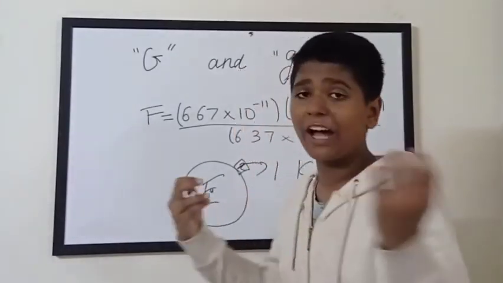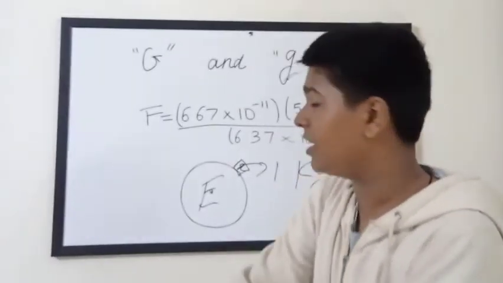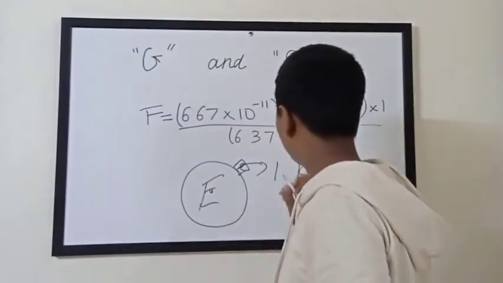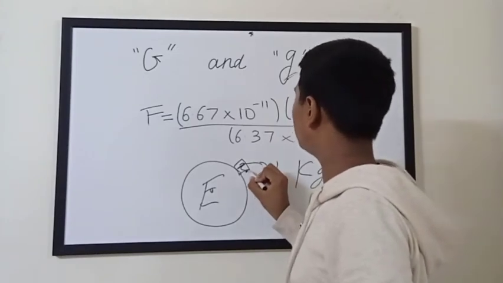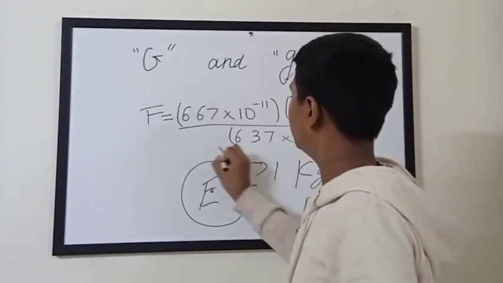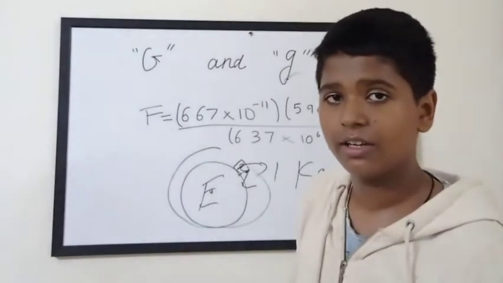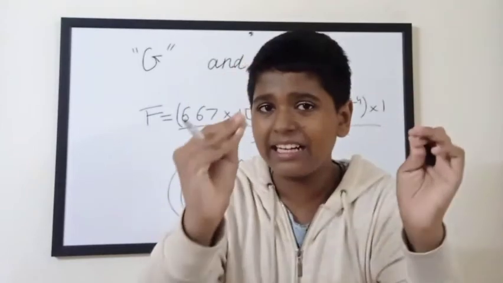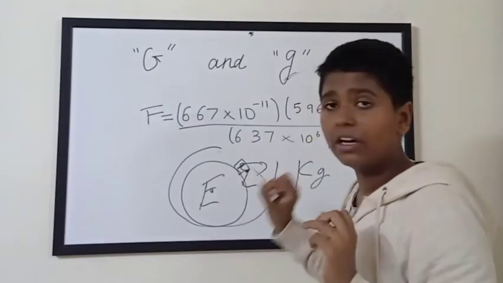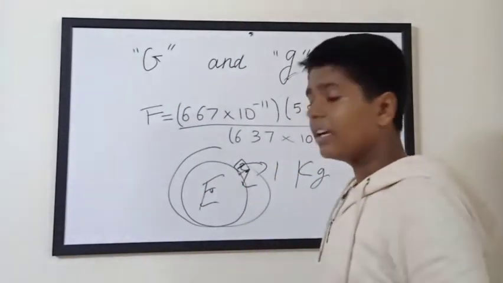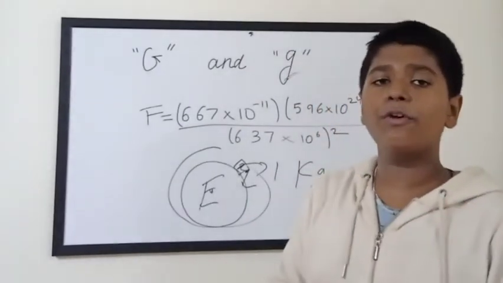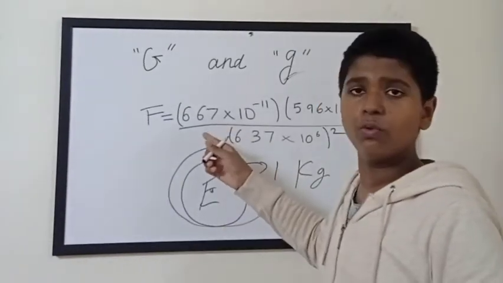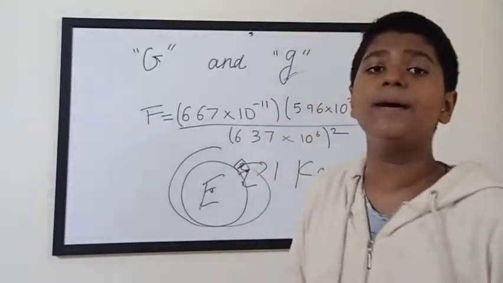Now I need to find the amount of attraction, the magnitude of attraction, between this 1 kilogram box and this whole planet Earth. By how much force does this Earth attract this 1 kilogram box? Right? Let's find that. So for finding that, what values do we need? We need this G value, which we have. Another value we need is the mass of the Earth.